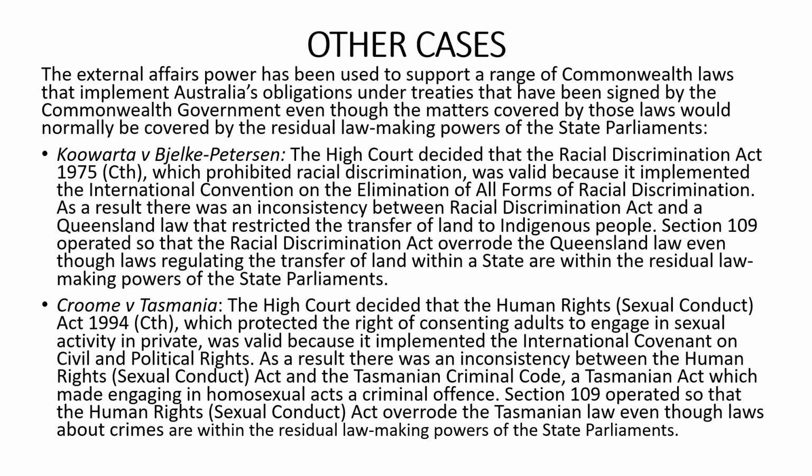In that case, this meant that there was an inconsistency between the Racial Discrimination Act, which prohibited racial discrimination, and a Queensland law that restricted the transfer of land to Indigenous people. As a result of this inconsistency, Section 109 of the Constitution operated so that the Racial Discrimination Act overrode the Queensland law. This was despite the fact that laws regulating the transfer of land within a state are within the residual lawmaking powers of the state parliaments.